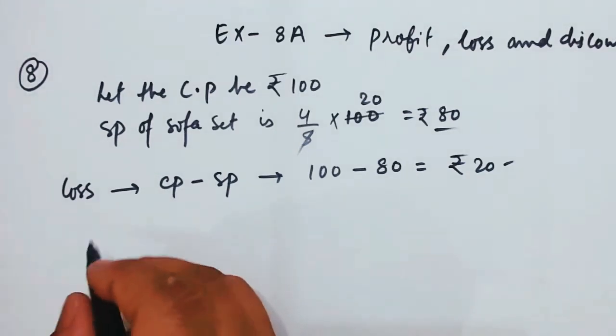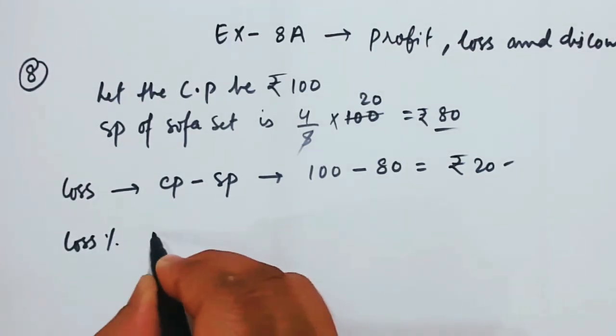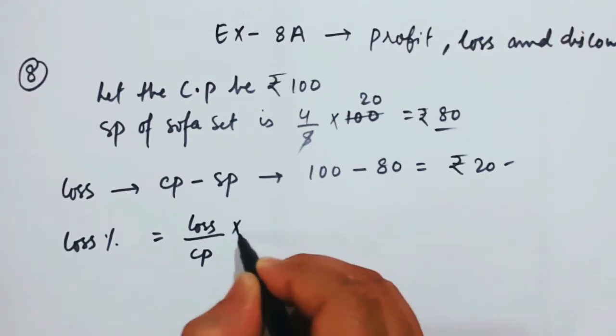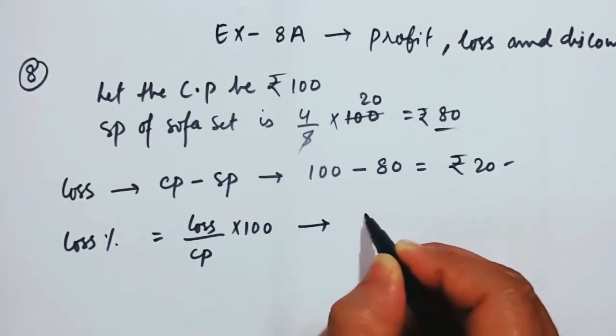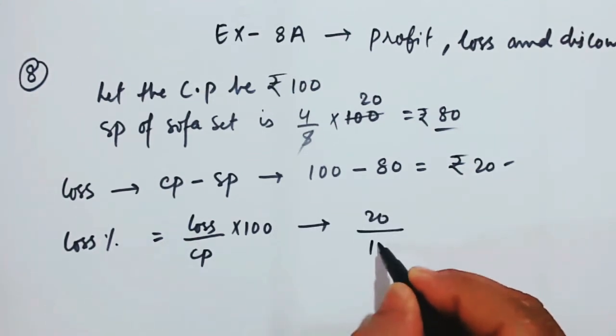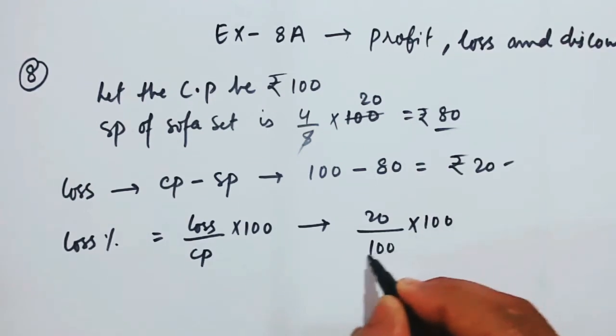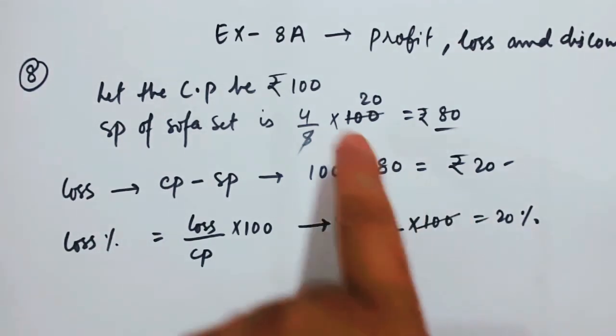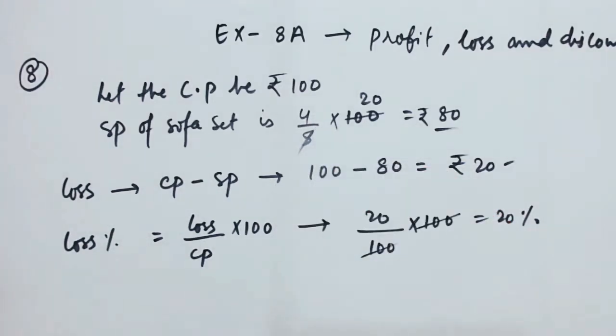So loss percent will be equal to how much? Loss percent will be equal to loss by CP into 100, equal to 20%. You can directly write 20% also. Why? Because here your cost price is 100. That is why you can write directly as 20%. But I will not give you this benefit in the other sums. For example, I'll show you. However, let us do a few more sums, like number 9.